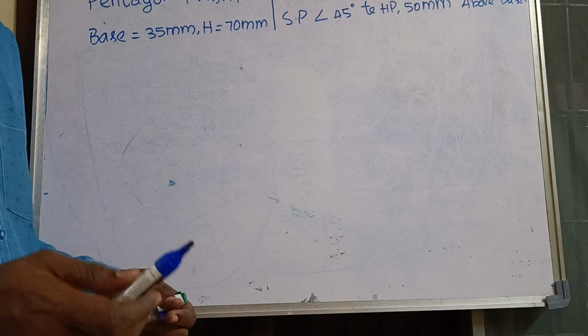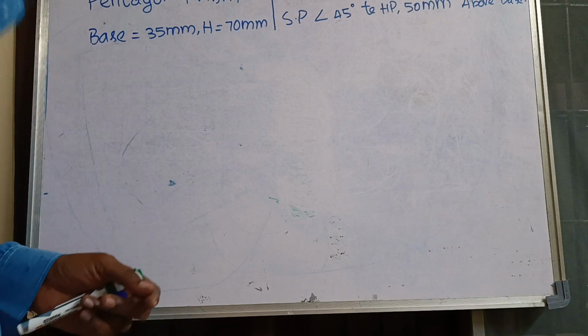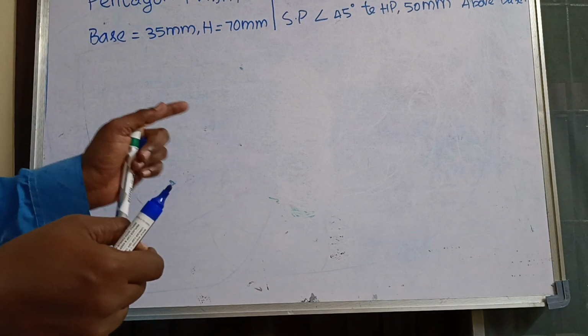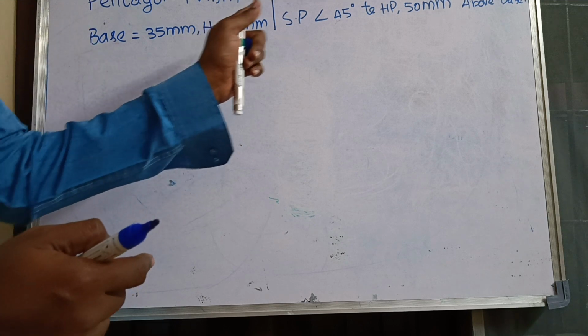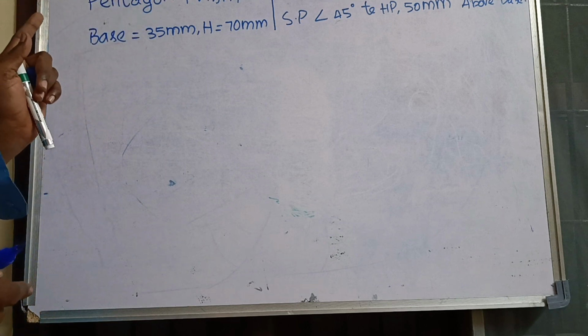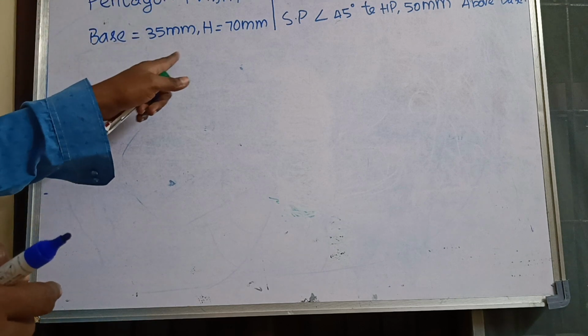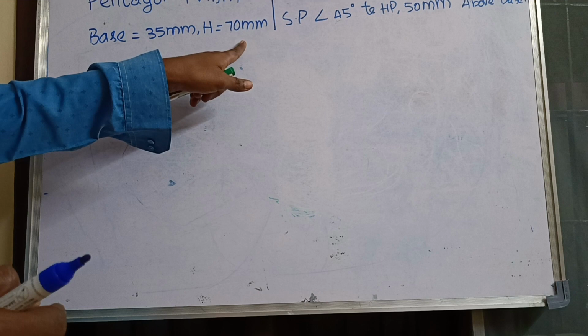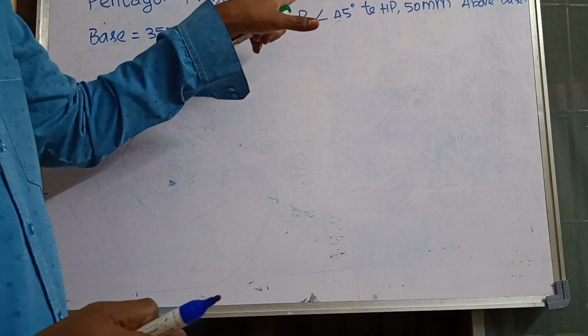Good morning, students. Today we are going to discuss isometric drawing, how to draw an isometric drawing for this given question. The given question is a pentagonal prism. Base is 35 mm and height is 70 mm. So how to draw the true shape for that condition?